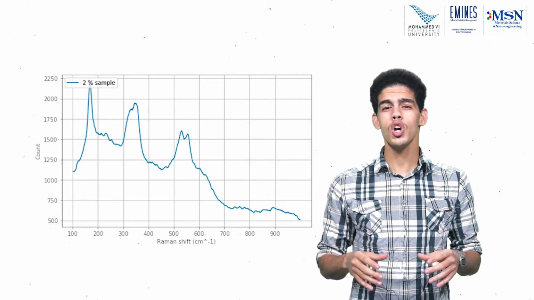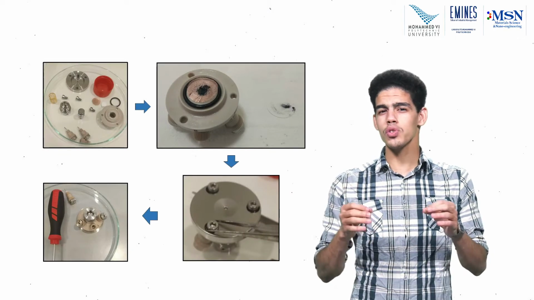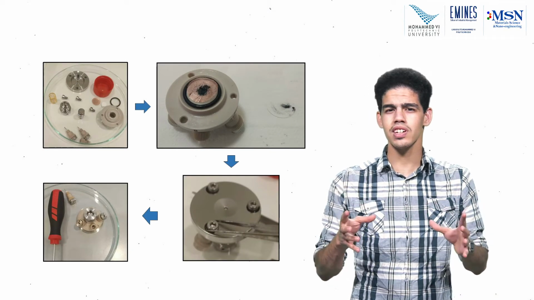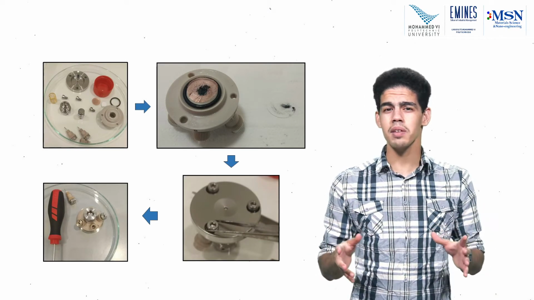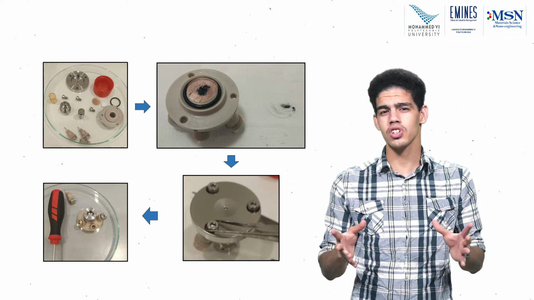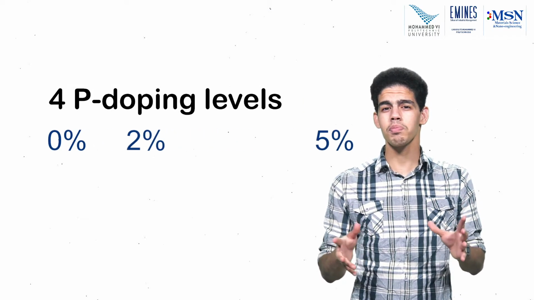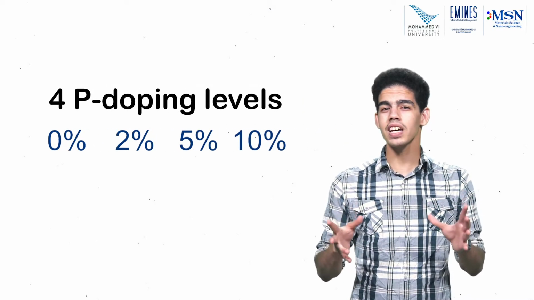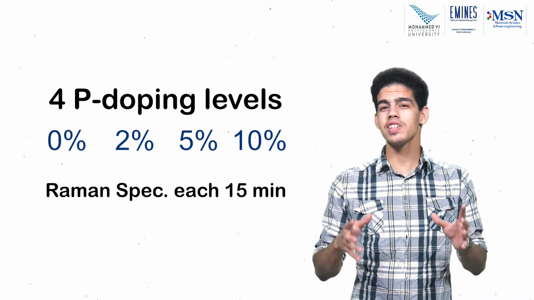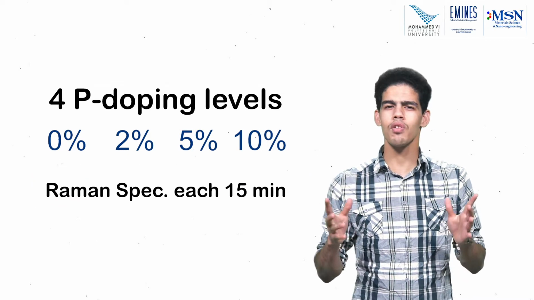At MSL Lab, we have a specific cell that ensures a total isolation of the active materials from air and at the same time a visible access to the active material. In our experiments, we cycled 4 doping levels: 0%, 2%, 5%, and 10%, and applied the Raman spectroscopy every 15 minutes with a C rate of C/20.